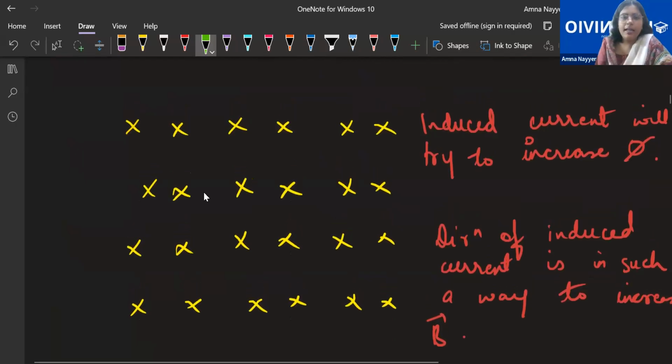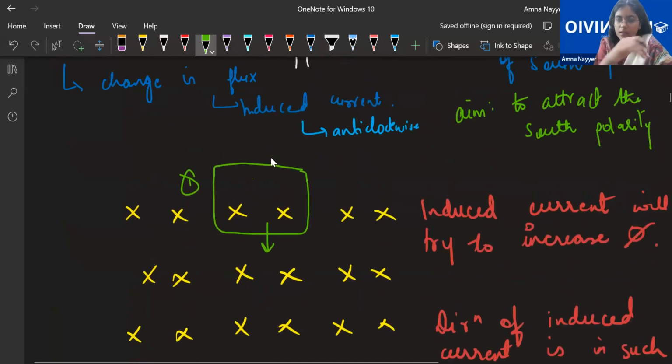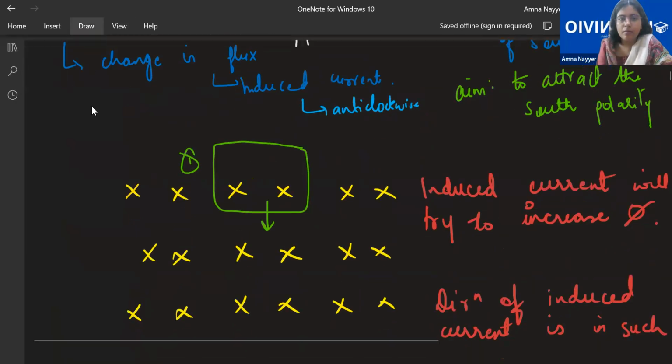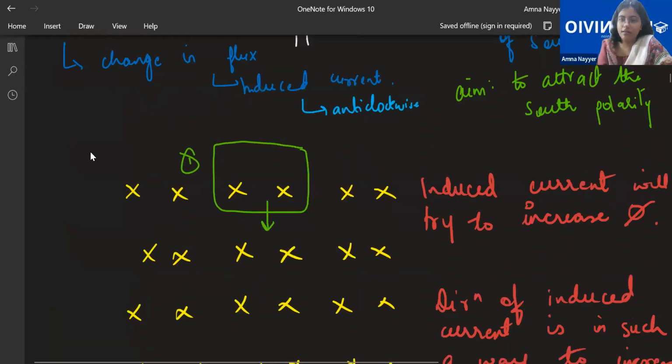See, it says that let's say this is a coil, and this is gaining entry into a magnetic field. These are all the magnetic field lines. And cross shows, is it inwards or outwards? Cross is inwards, dot is outwards. Now see, the coil is coming inside.